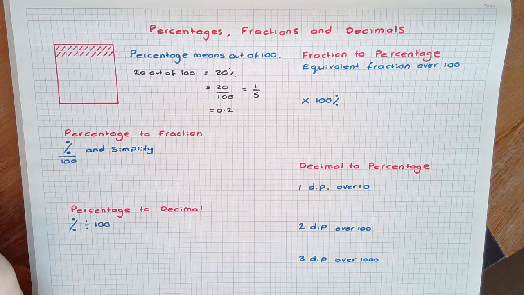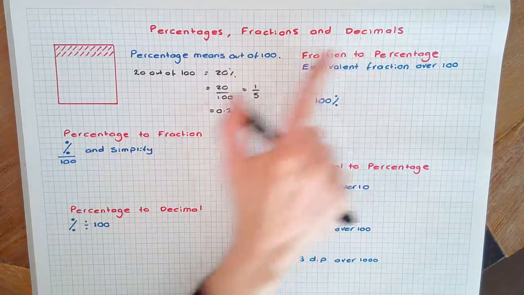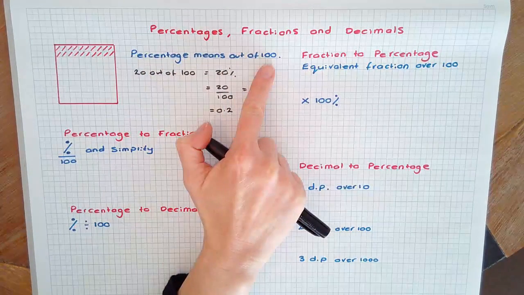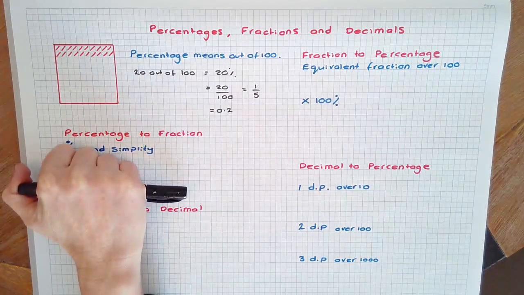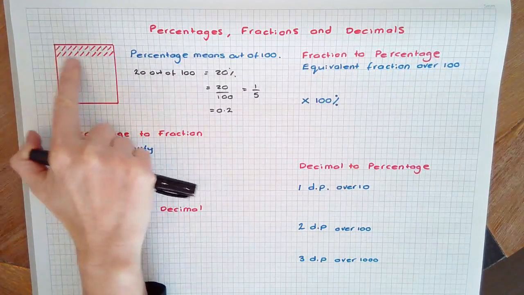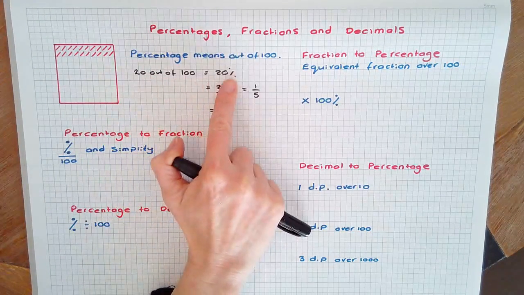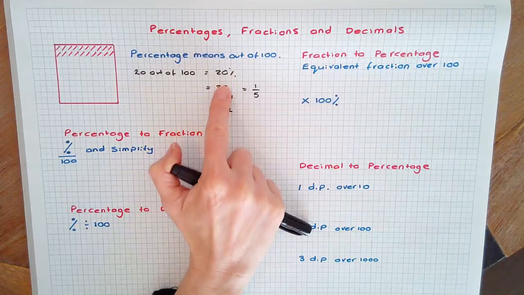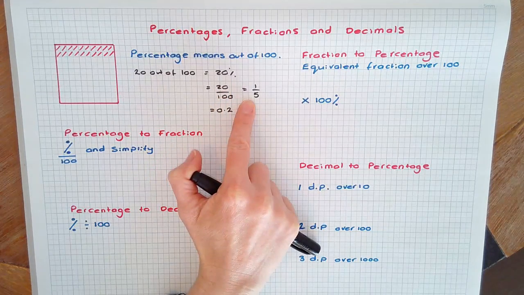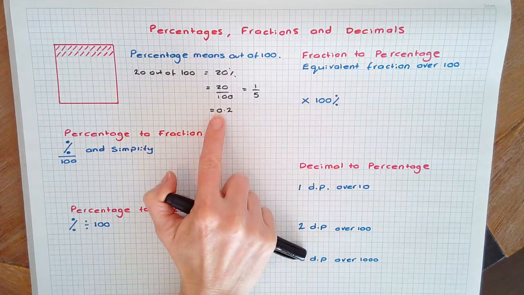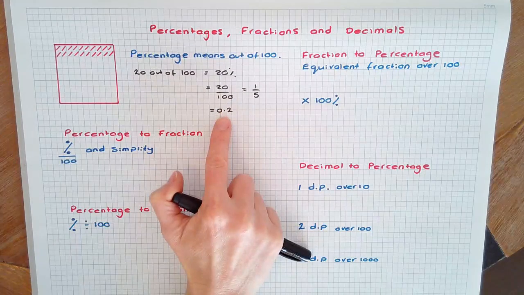In this video, we're going to have a look at making equivalent percentages, fractions, and decimals. Percentage means out of 100. I've drawn a square of a 10 by 10 grid, and I've shaded 20 boxes. 20 out of 100 represents 20%, or 20 over 100 as a fraction, which will then be simplified to 1/5. As a decimal, it represents 0.2. So we have percentages, fractions, and decimals.